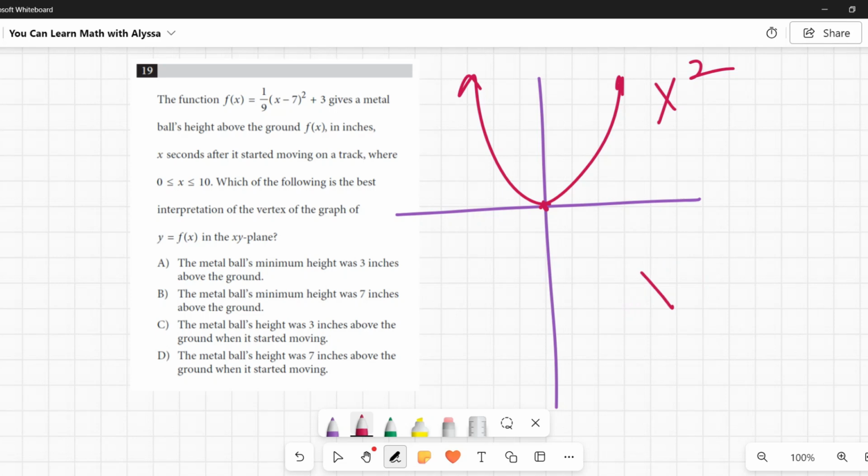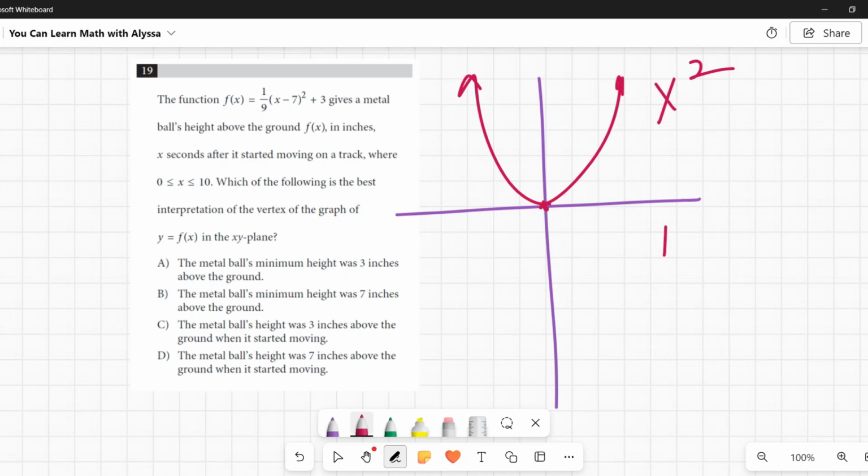So one by one, if you have a negative out front, a negative x squared, it flips it upside down. If you have a number in front of it that is greater than 1, it's going to squish it and make it narrower. If you have a number in front that is positive but less than 1, a fraction less than 1, it's going to make it wider.